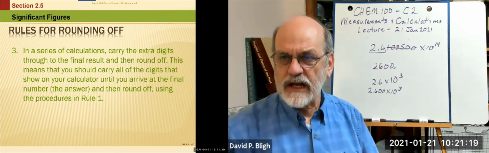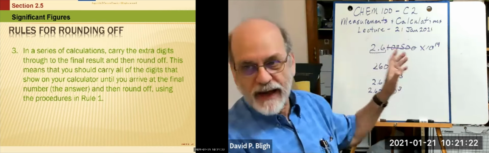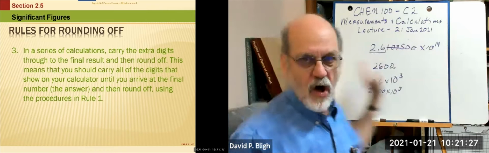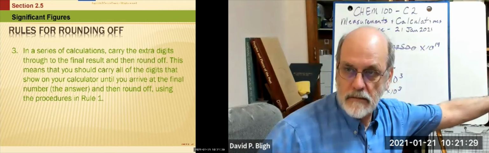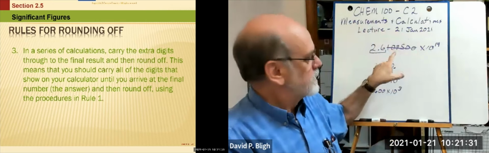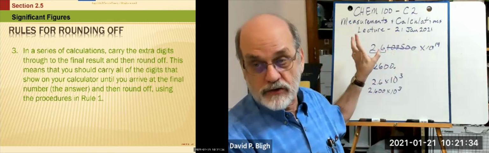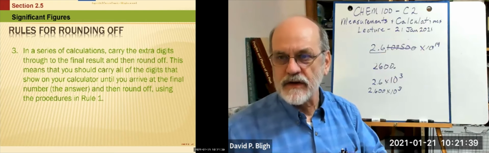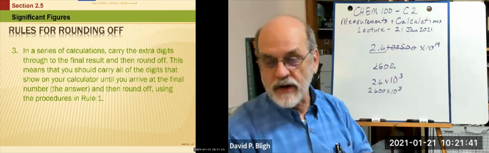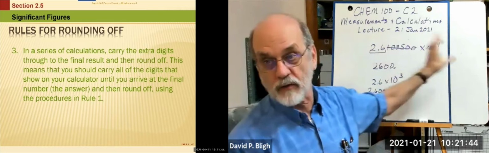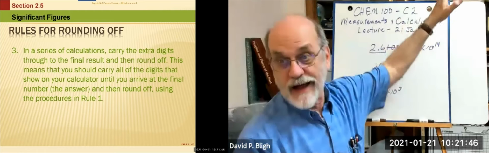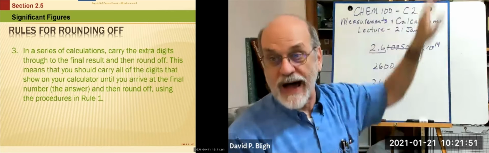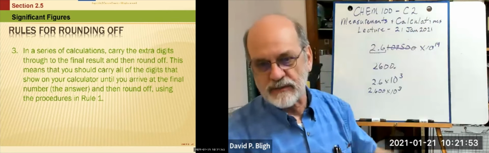If you have a series of calculations where you multiply, multiply, or divide, divide, divide, it's best to do the calculations all the way to the end and then apply the rule based on the numbers you started with. The reason we do that is it minimizes the possibility for rounding errors, because if you have several steps and you round, round, round, you could round up every time and your answer will be way off, too high or too low as the case may be.